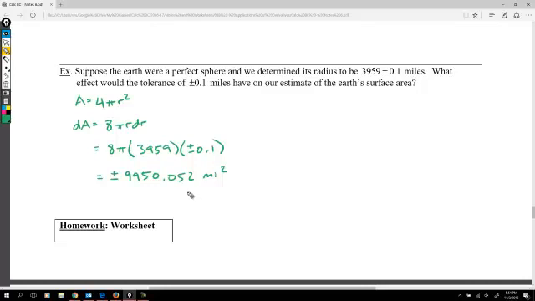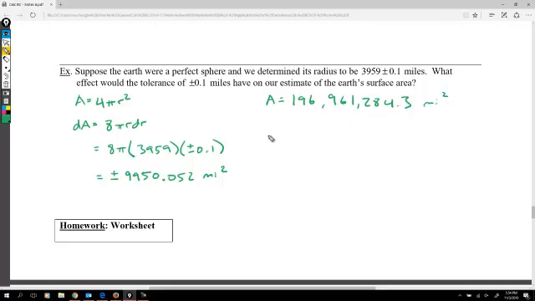Okay, so this looks like a really big error. However, if you actually found the surface area, so if you actually take 3959 and plug it in, you get a really big answer. You're in the millions, 196 million miles squared. So in comparison to this, it's not actually that bad. My error is only in the thousands. It's almost 10,000. But the area here is in the 100 millions.